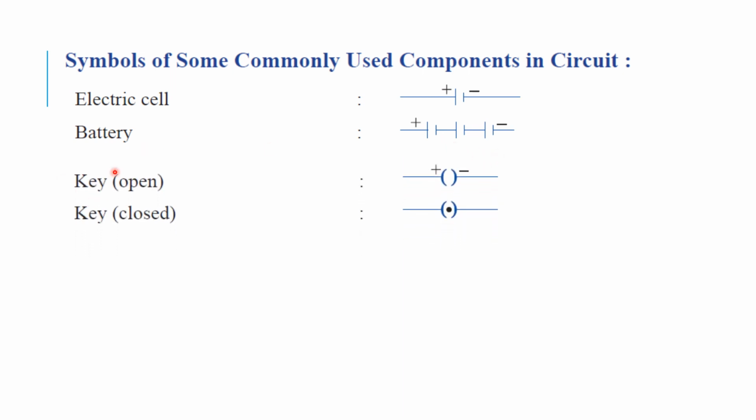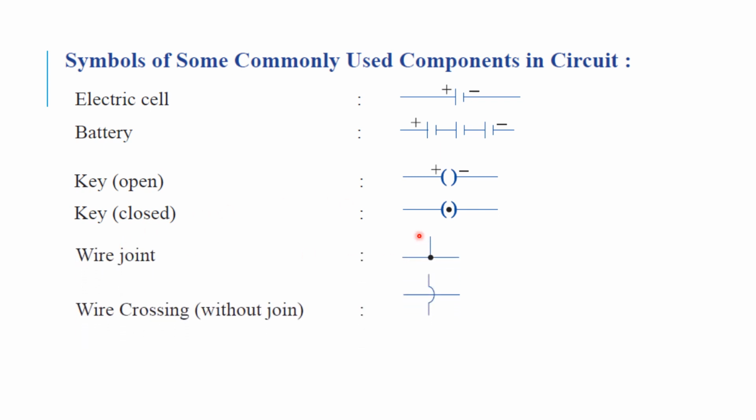Key or switch. This is how a key is denoted. It is an open key, that means there is no flow of current. Open circuit, key. Closed circuit, key. One dot is put in between. This means it is a closed circuit, and current is flowing through the circuit.